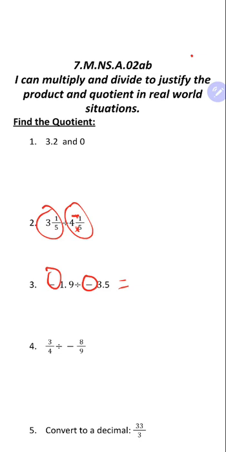Number 4 is 3/4 divided by 8/9. And all we simply have to do is change the sign to multiplication and flip the second one. So the 9 becomes a numerator and the 8 becomes a denominator. And you just multiply straight across. Okay?